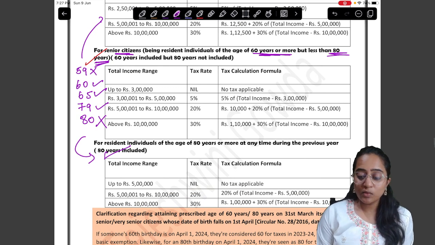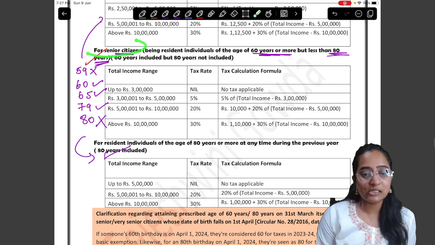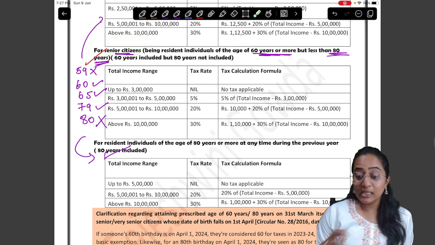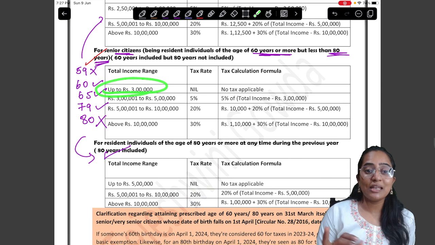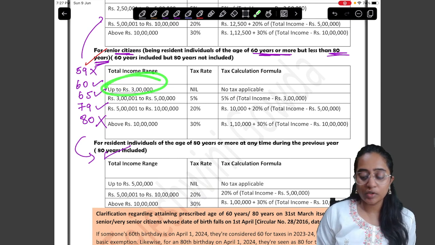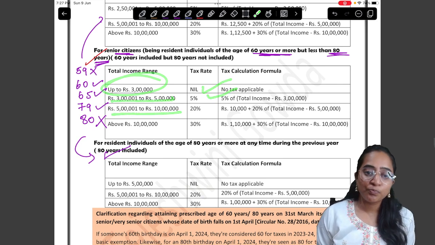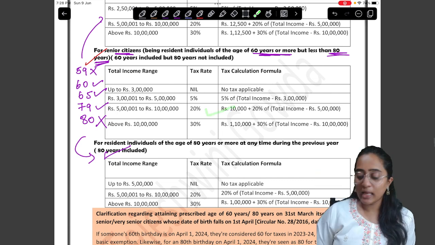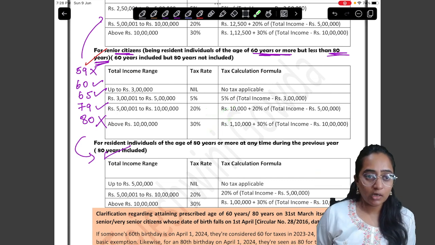Done. Let's try to understand about the senior citizens which I am recording over here. Senior citizens, up to what? Up to 3 lakh rupees, what is it going to be? Nil. 3 to 5 lakh is going to be 5%. 5 to 10 lakh is going to be 20%. Above 10 lakh, it is going to be 30%. Clear? Next.